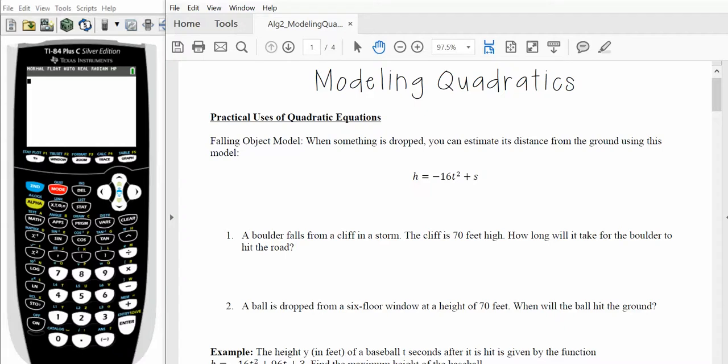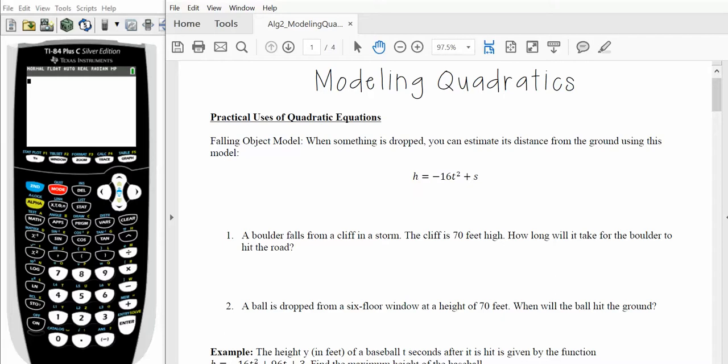Today we're going to talk about how to model quadratics in the real world setting. So this video goes through this notes packet, so make sure you have this packet on your desk so you can follow along.